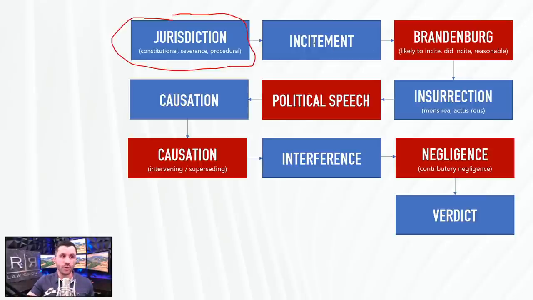You can't move forward. You can't talk about incitement or insurrection or interference or anything unless the court has jurisdiction. And we know that they do have jurisdiction. They just voted that way. So we know that we're moving forward tomorrow into this other stuff. But today was only supposed to be about the jurisdiction. Now, what you'll notice is we didn't really spend much time talking about that, at least from some of the commentary that we heard from some of the Democrats today.